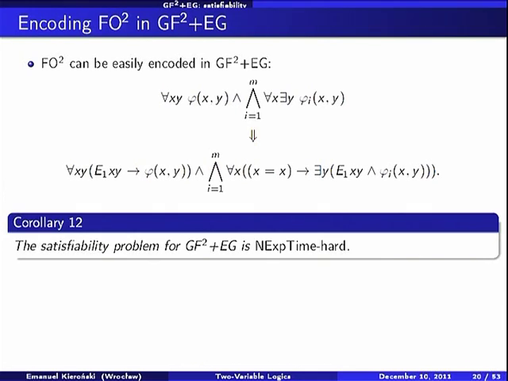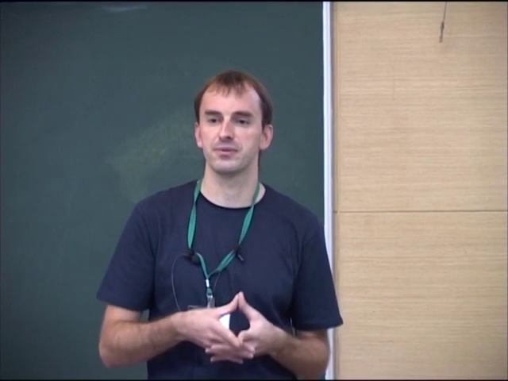This way, if this FO2 formula is satisfiable, then we may construct a model of the second formula consisting of just one equivalence class of the E1 relation. And in the opposite direction, if there is a model of the lower formula, then we can take its arbitrary equivalence class, and it will be a model of this two-variable formula. So as a corollary, we get that the satisfiability problem for the guarded fragment with two variables and equivalence guards is NEXPTIME-hard, because it follows from NEXPTIME-hardness of FO2.